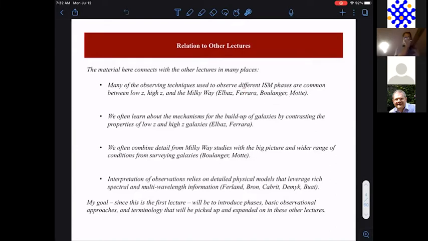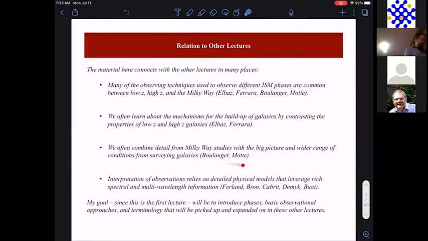Of course, many of the ways that we learn about how the interstellar medium is changing over cosmic time is to contrast the interstellar medium at low and high redshift. The phases, although they change in their balance and character, do persist across galaxies, so I'm going to show pictures of the Milky Way, and these are the same phases that are present at high redshift.